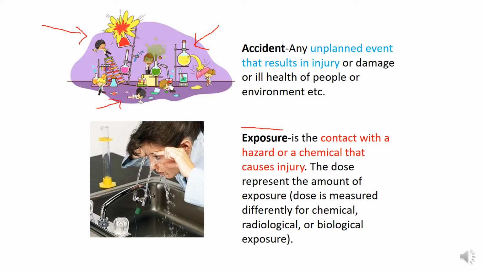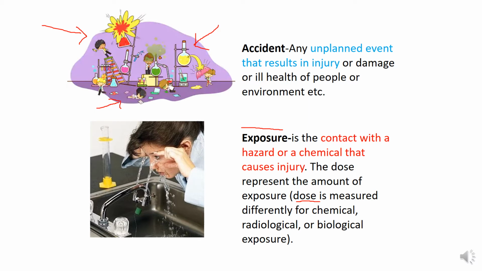This could be different depending on the chemical, depending on the toxicity of the chemical, or depending on the dangerous effect of the rays or whatever exposure we are using. So the exposure limit is the dose, and the dose is measured definitely for chemical, radiological or biological exposure.